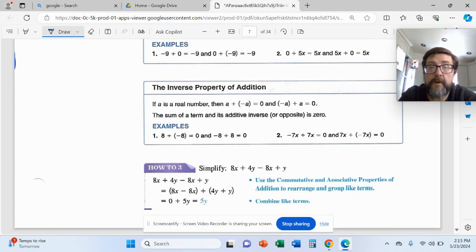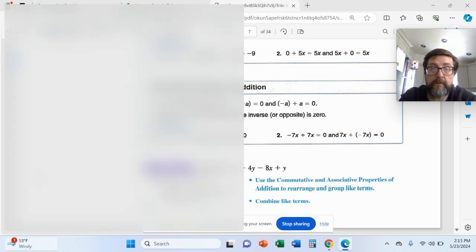Okay, so the inverse property of addition. This is where you have opposites, and that was going back to integers. So you have 8 plus negative 8 equals 0. So when you're adding the opposite, it's going to equal 0. If I were to add 1 million, and then I had plus negative 1 million, that is always going to equal 0.